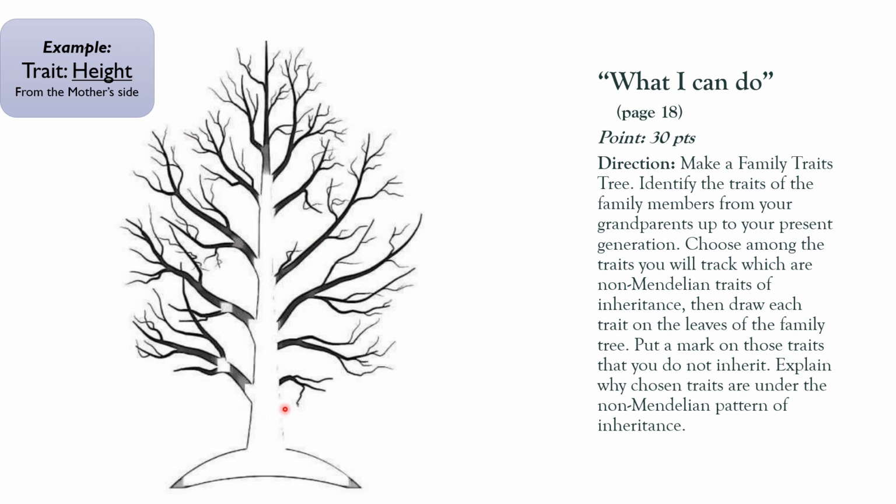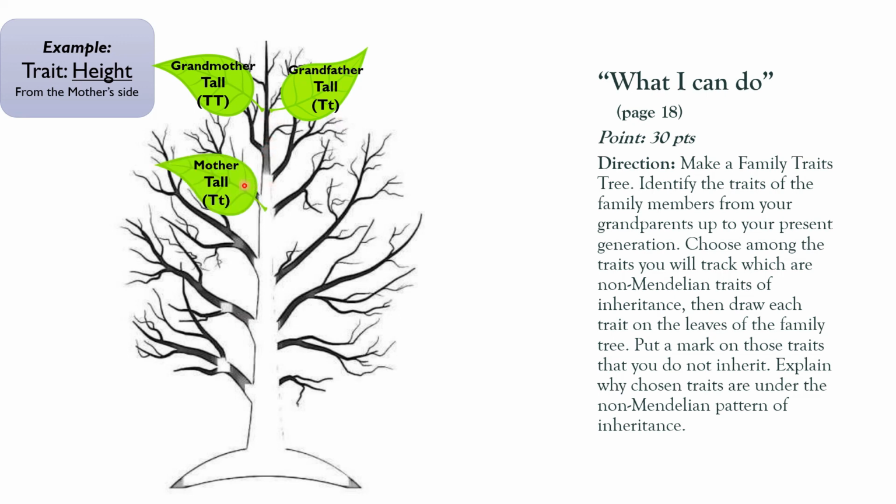I trace it through my mother's side. The first one is my grandmother and my grandfather. My grandmother is tall, so you have to assume its genotype, like this one. My grandfather is also tall, but he is heterozygous tall. Their child is my mother. My mother is tall, but my father is short. So, you have to assume their genotype.